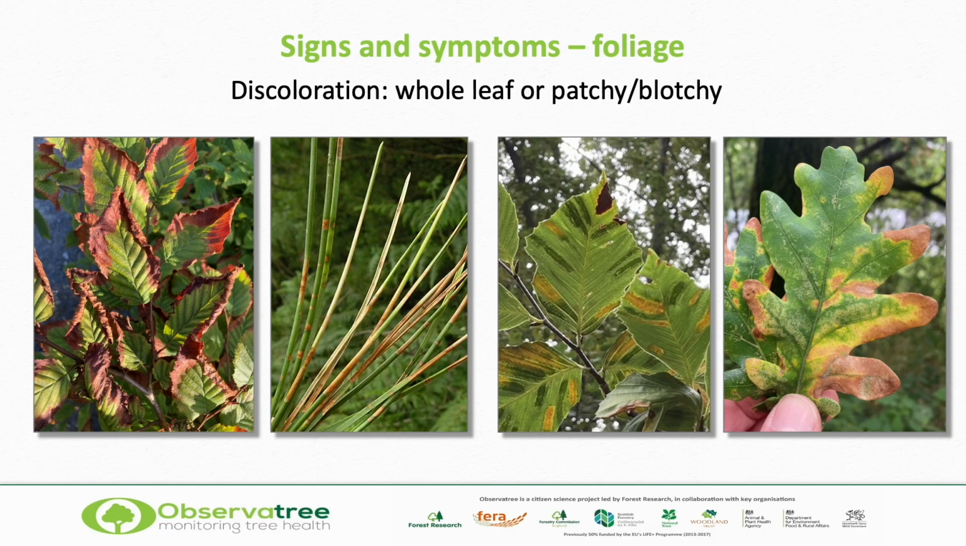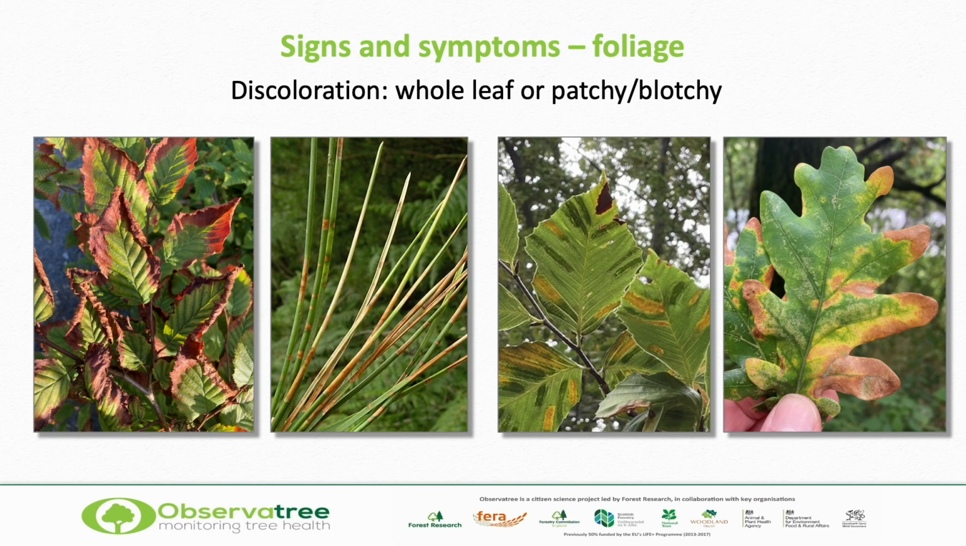You can get combinations as well. So this oak leaf on the right has some marginal scorching, but it's also got some little chlorotic or yellow dots all over it as a result of leafhopper damage. So you can easily get multiple different things going on within the same tree.